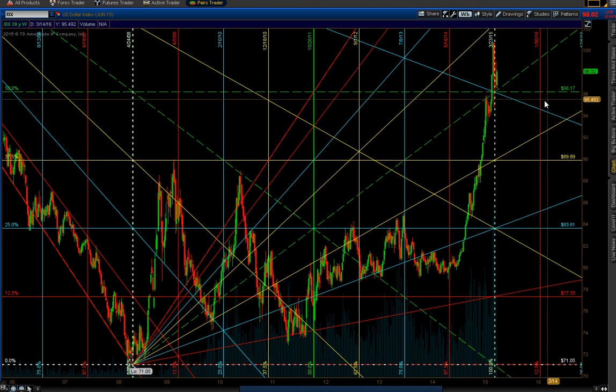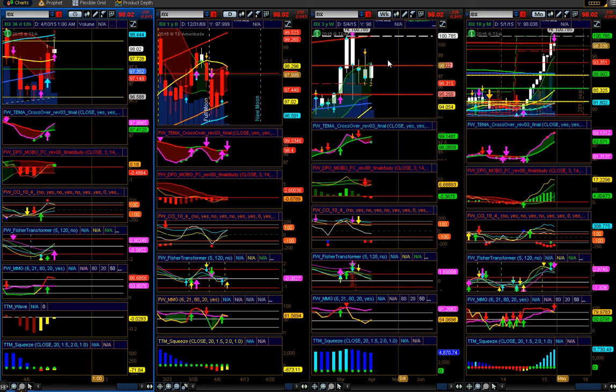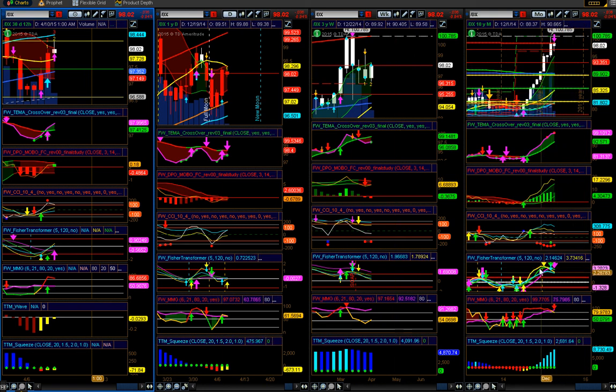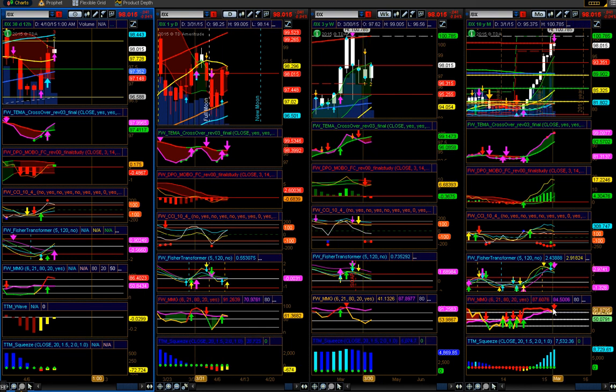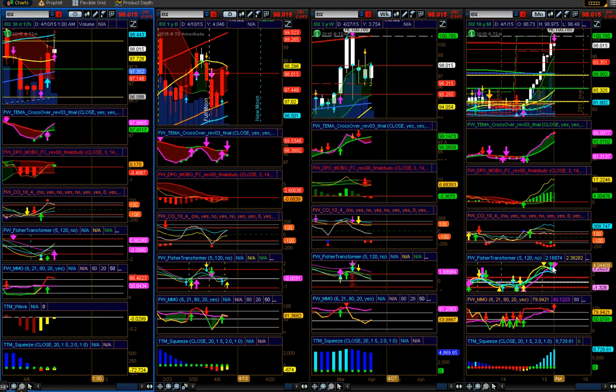So let's look at the big picture. This is all TOS stuff. Monthly, you can see that the cycles are starting to show, the Fisher signal. I got the purple one, so it's starting to show. I got the red signal on the MMG showing some weakness. I mean, it's still strong. Don't get me wrong, it's still strong, but these are signals telling me that a possible turn is on the horizon, and this is on the monthly.